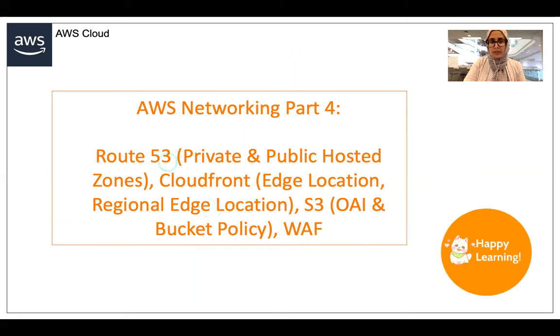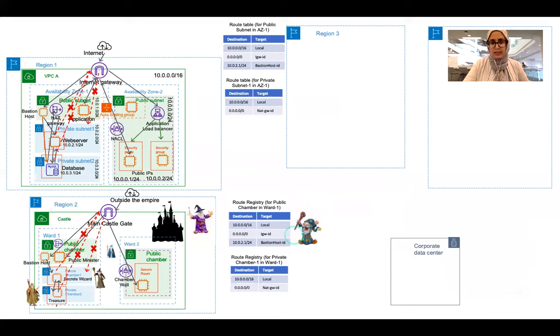We are going to be covering Route 53, and also what a private and public hosted zone is within Route 53. We're going to be covering CloudFront, edge location, regional edge location, S3, and also origin access identity, bucket policy, and web application firewall or WAF. You might be new to those concepts, but you will still know at the end of this part the main purpose of those services, or what they actually do. For example, if someone asks you what a web application firewall does, in one sentence, you would know what it's going to be doing.